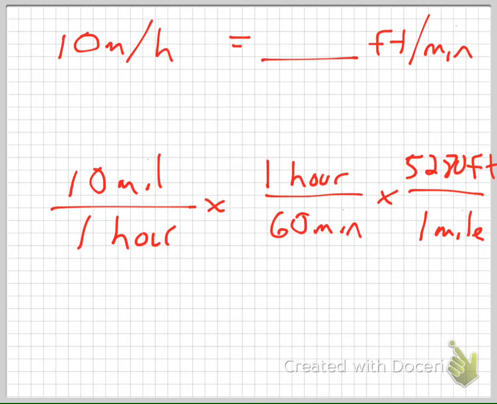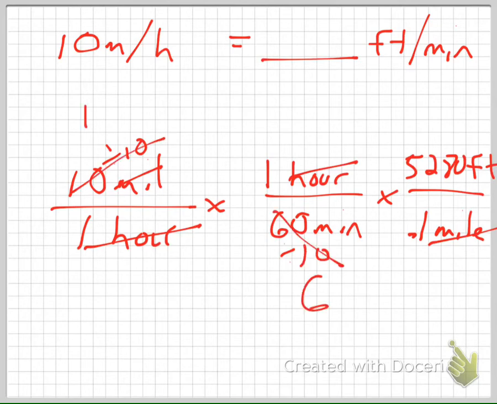I can cross-cancel. What am I allowed to get rid of? I can get rid of that word hour and that word hour. They're gone. What else can I cross-cancel? The word mile and the word mile. Gone. What else can I reduce? 10 and 60. I'm going to divide this by 10 and divide this by 10. That makes this a 6, and that makes this a 1.